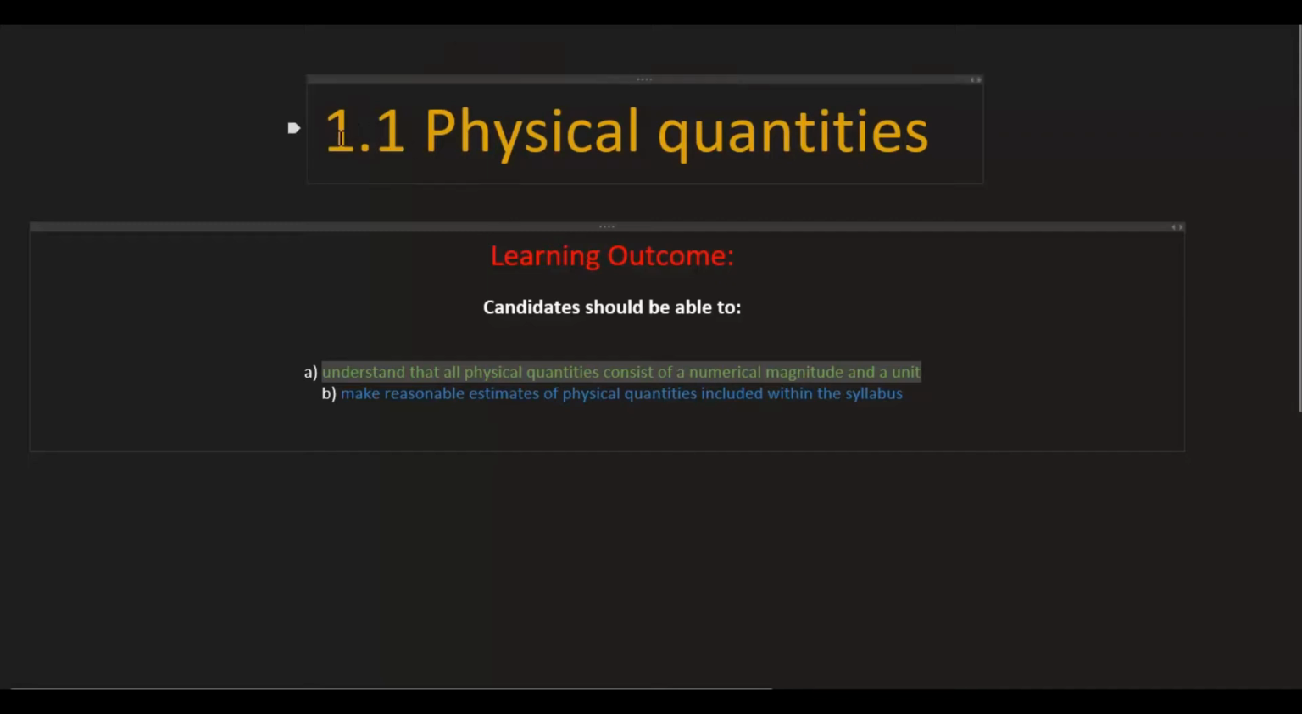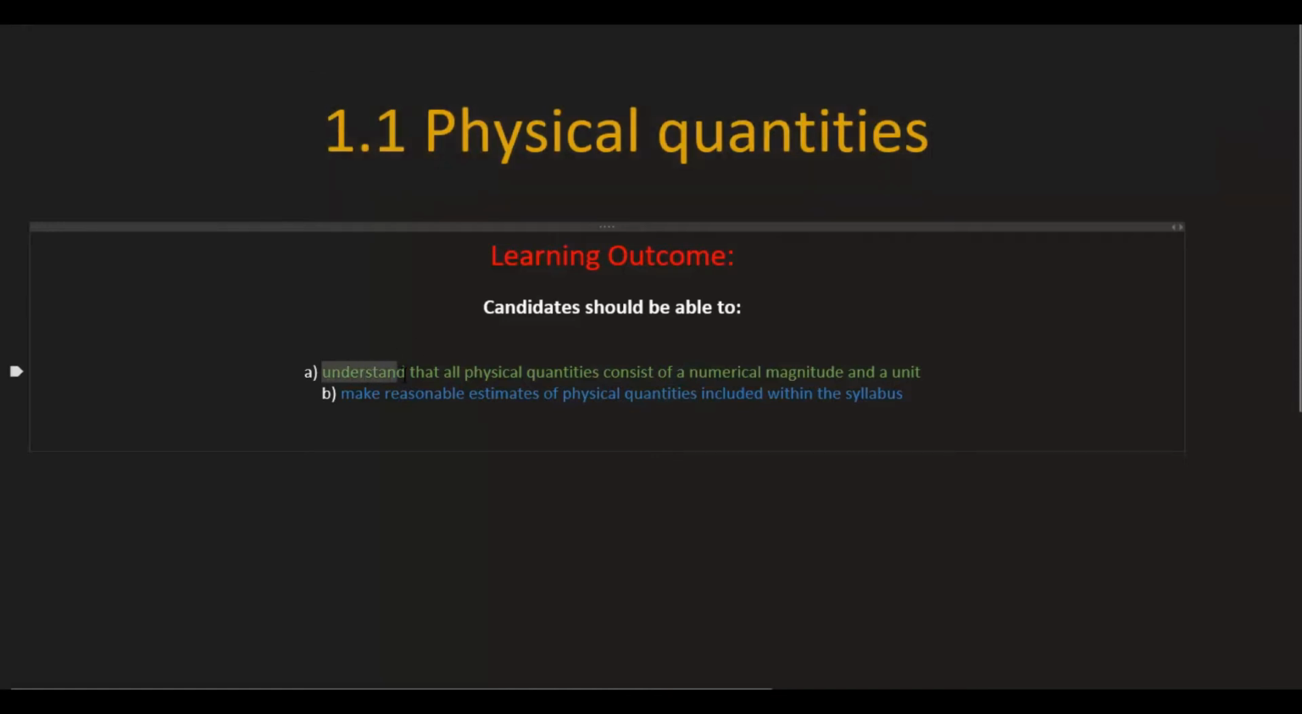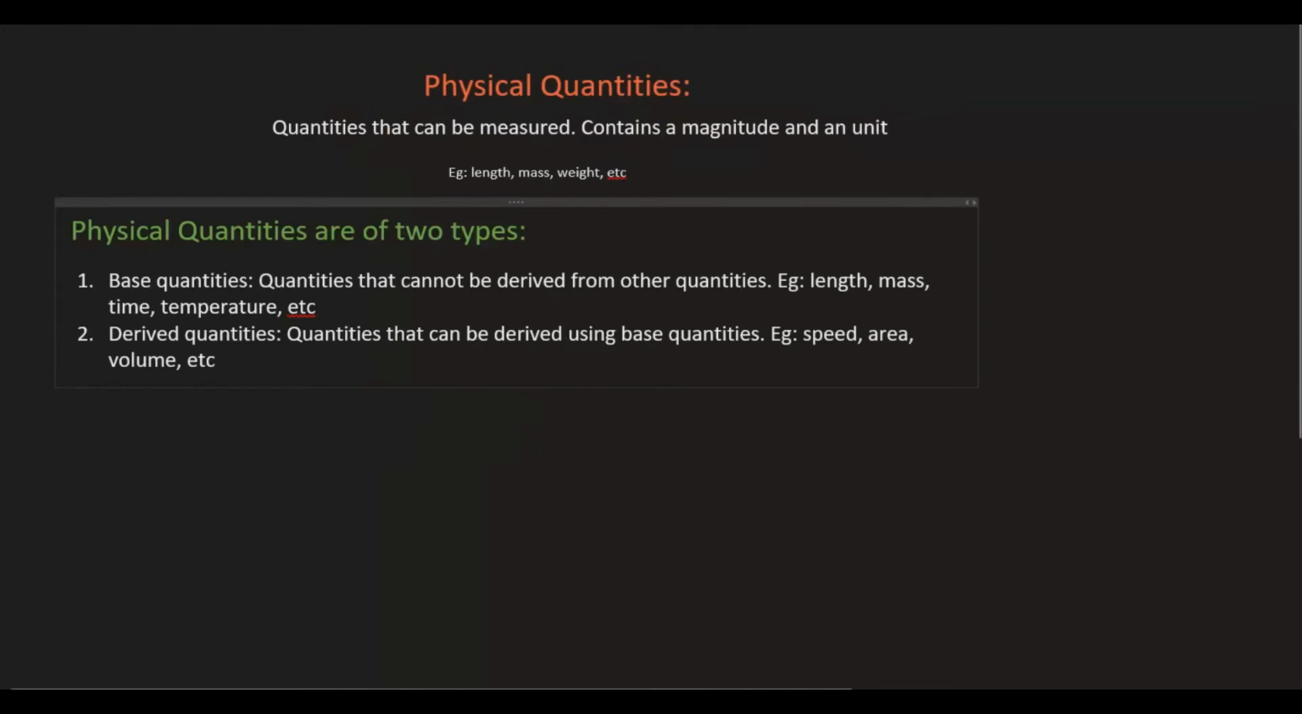Okay, so our first topic is physical quantities, and the learning outcome of this topic is that you have to understand that all physical quantities consist of a numerical magnitude and a unit, and you have to know how to make reasonable estimates of physical quantities. So let's get started. So what do we mean by physical quantities?